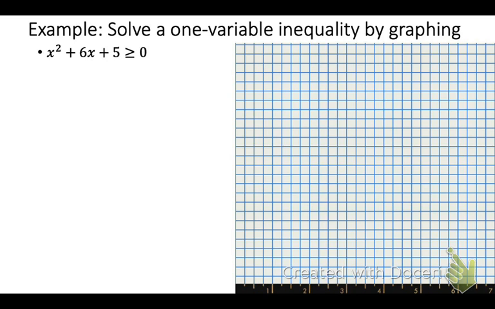So, do I have another parabola? Yes, I do. So I need to do what with this over here? What did we spend all day yesterday doing? Finding our factors, finding our x-intercepts, our zeros. So factors of 5 that add to 6: 5 and 1.